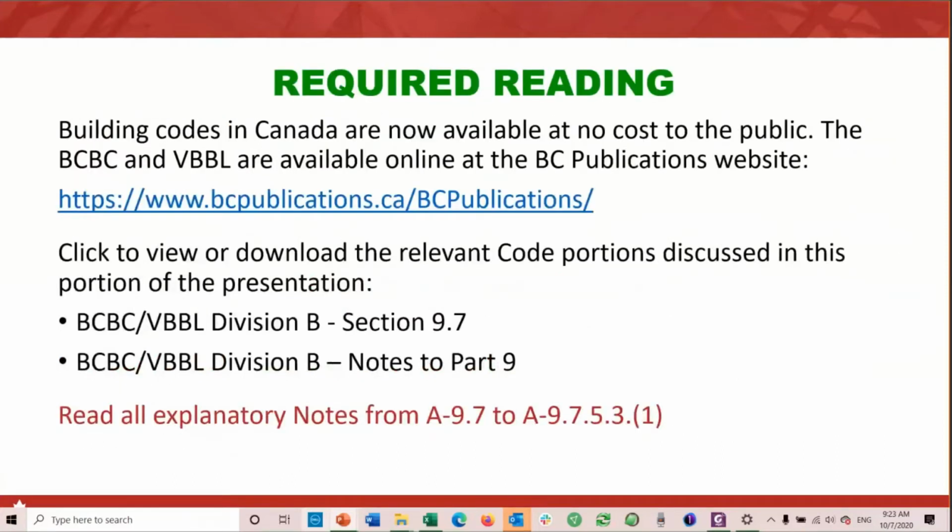And I think here it's worth assigning some required reading. I think it's really always helpful for code users to understand some basic parts of the code that apply to what they do. And now, since earlier this year, the province and in fact all across Canada, governments have made building codes available to the public at no cost. You can access the BC Building Code and the Vancouver Bylaw from this link. And when you start browsing the code sections, as soon as you hit a section such as 9.7 or the notes to Part 9, it'll appear as a PDF file that you can download or print.